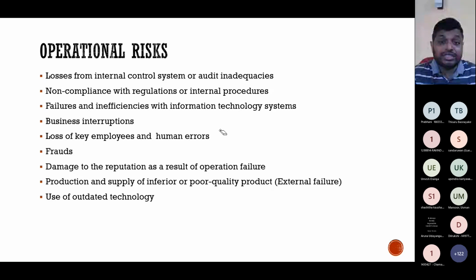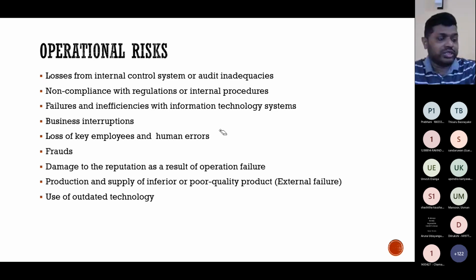There will be reputational damage as a result of operational failure. Now they said they couldn't release the new vessel. Then they asked people not to wait in the queues. Right. Production and supply of inferior or poor quality product, what I have said earlier. If you supply quality failure or an inferior product, definitely your reputation will be damaged.